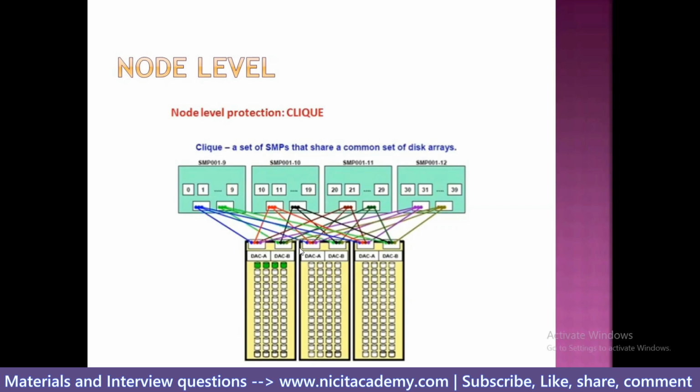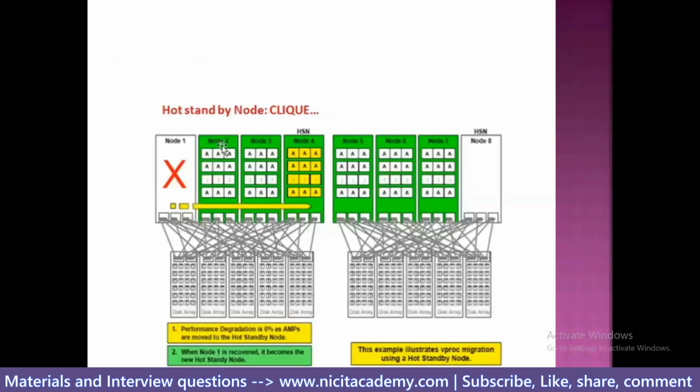All the nodes will be created based on sharing the disk. For example, if a node's disk controller is storing here, the same will be connected to another disk also, disk A. This can be a mirroring option also. This is one clique. If any one of the nodes fails, how will the data be handled? For example, this is node 1, node 2, node 3, node 4.